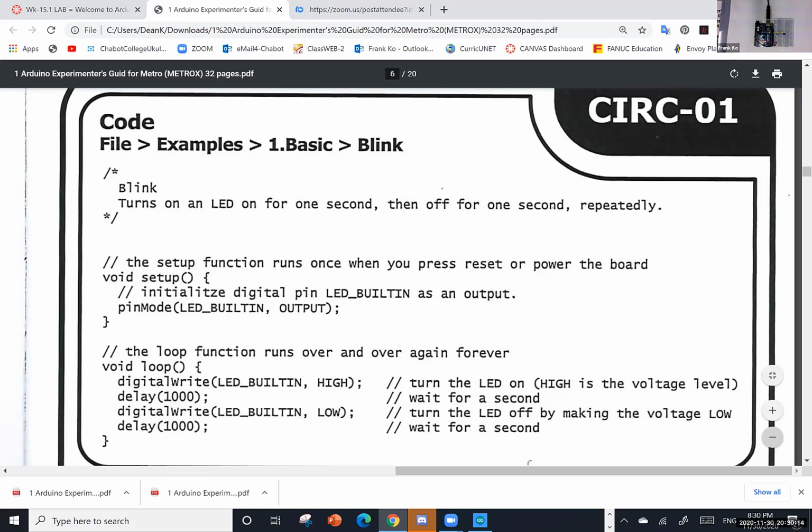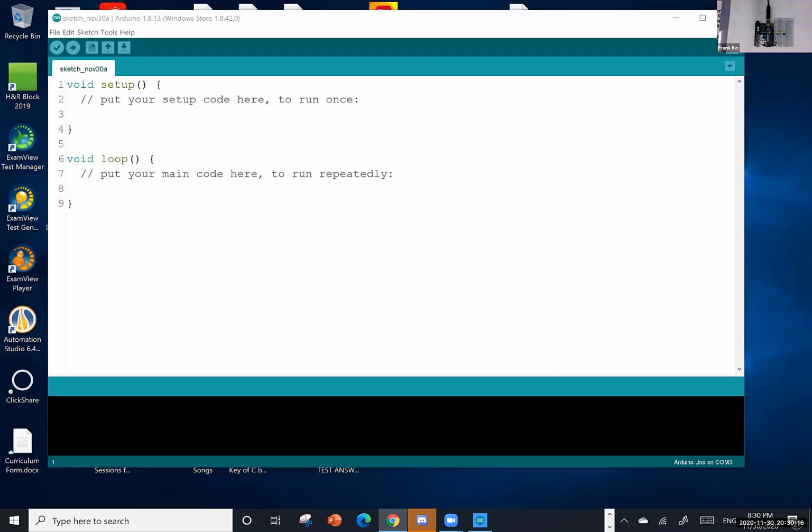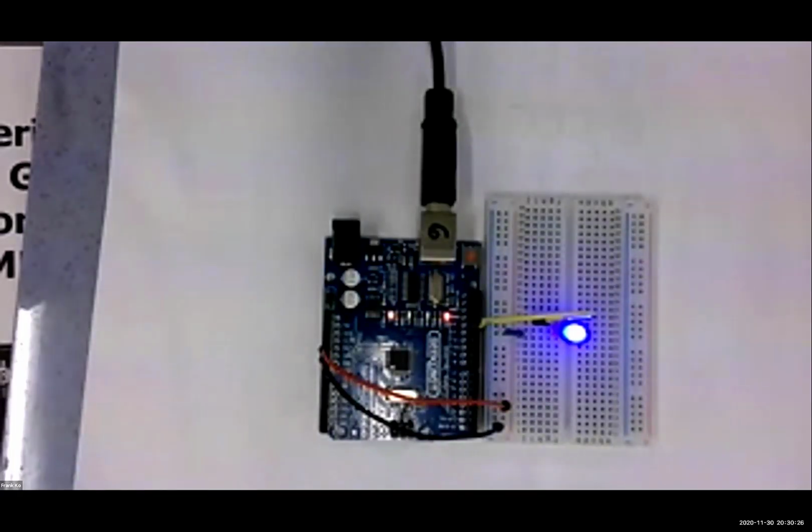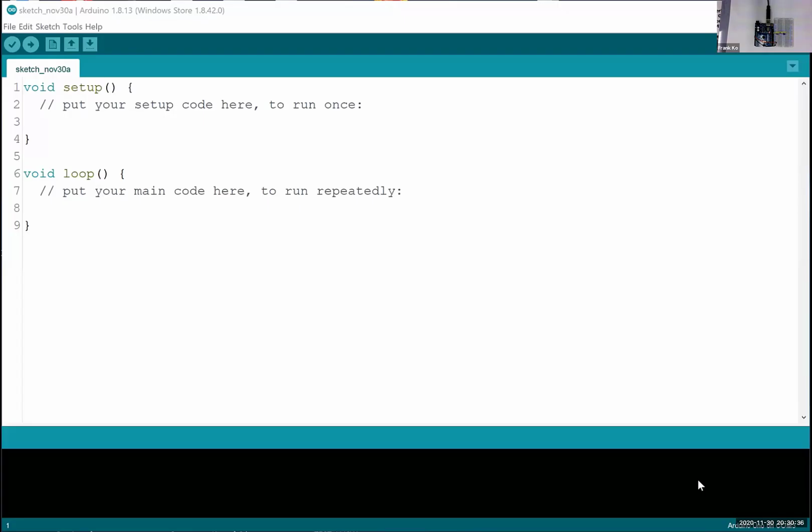You have your booklets. And now let me make sure I'm sharing the right screen. So share screen, and I want the Arduino screen. So that's now set up on our Zoom.